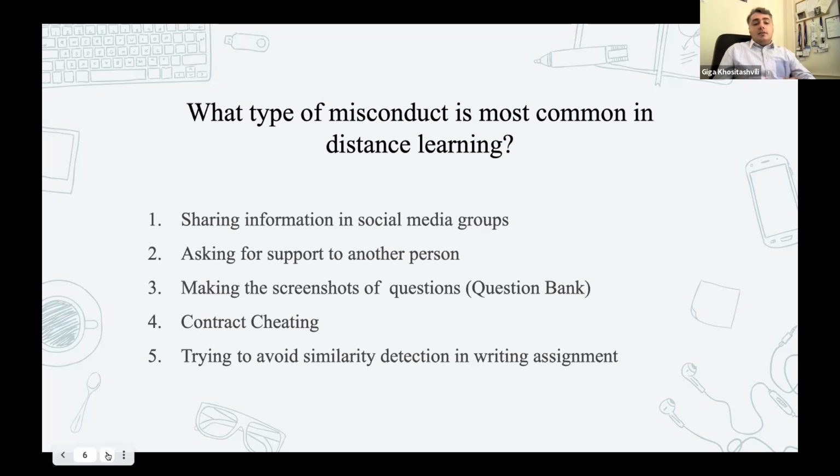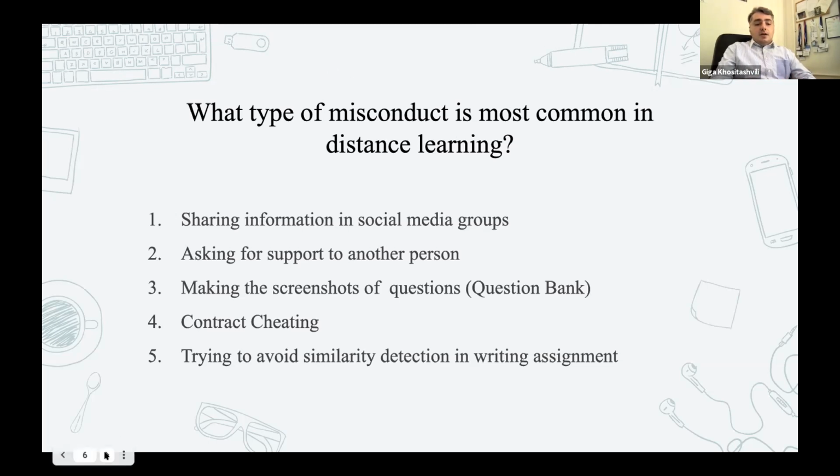And sometimes, what we have noticed recently is that they are very active in trying to avoid similarity detection in writing assignments. I mean, with the program that we have implemented here at our university, sometimes they are trying to avoid checking their papers against the system.